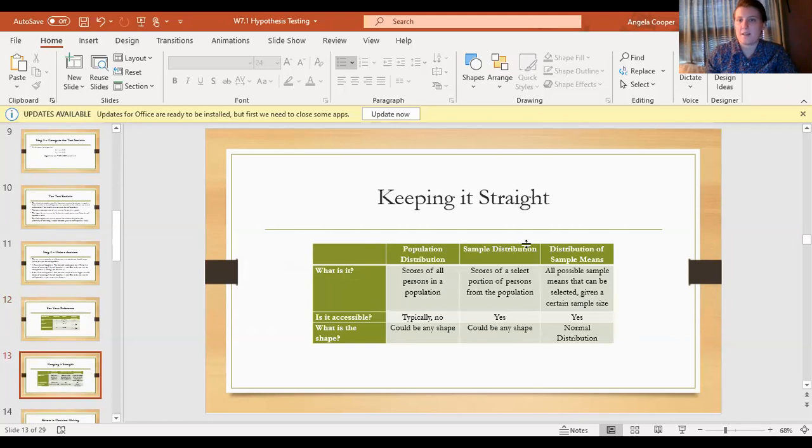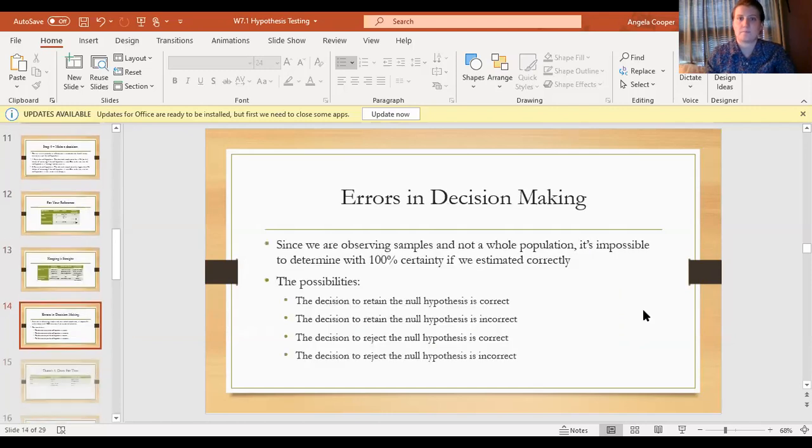So the population, sample, and sampling distribution of the means. Here's more information. Again, it tells you about these distributions, what it is, is it accessible? Can you see it? Can you have access to it? And what's the shape? So there we go.